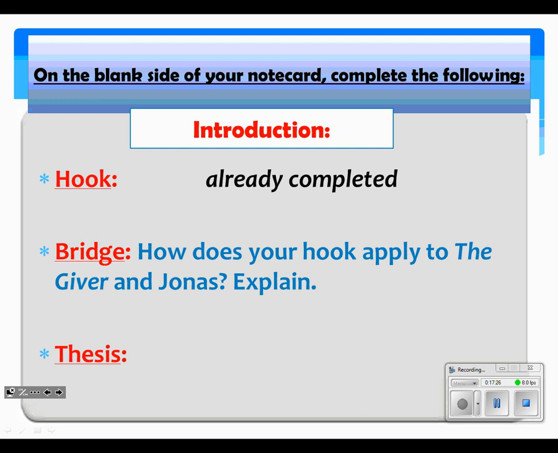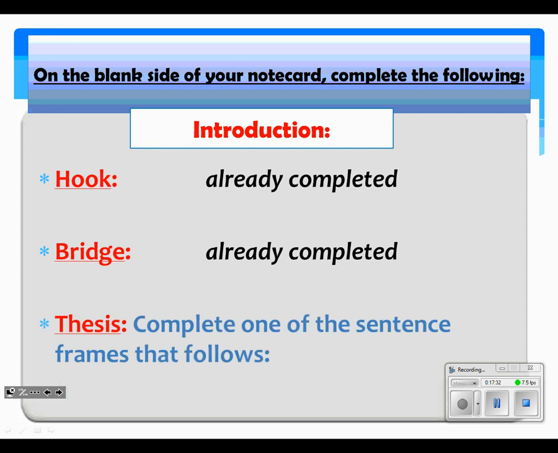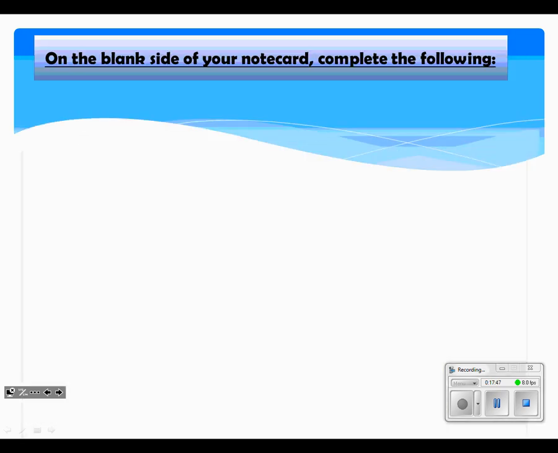Okay, now last part is the thesis. So you folks should have a hook written down. You should have your bridge. Now for your thesis, I'm going to be providing you a sentence frame for each prompt. So if you have prompt A, you're going to get a different frame for a thesis than if you have prompt B. So I'm giving you a big handout here. You're just responsible for filling in the info as it applies to you.